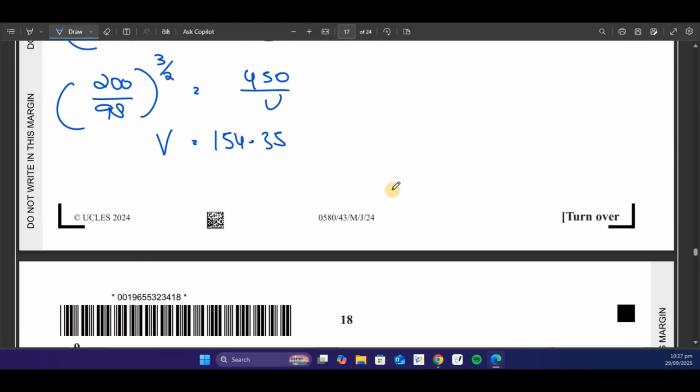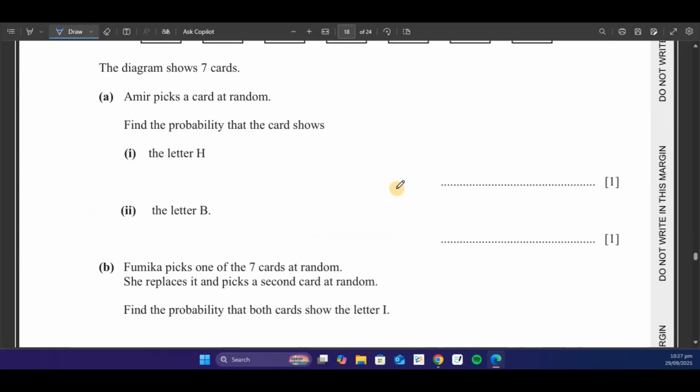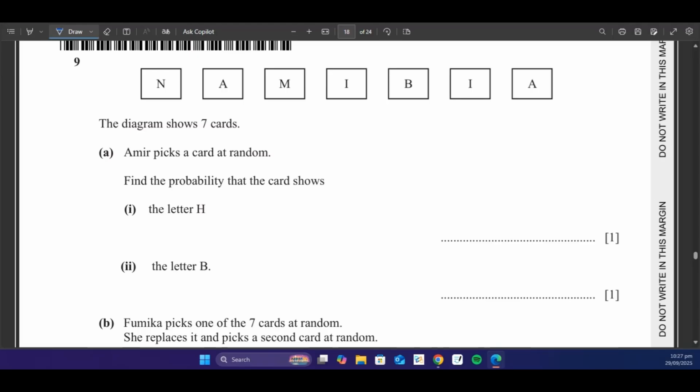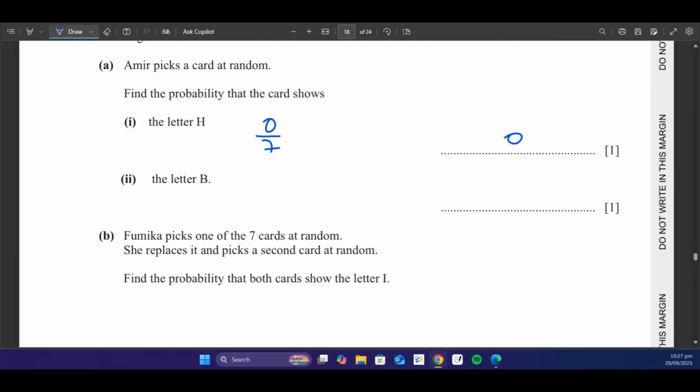Alright, moving forward. The diagram shows 7 cards. Okay. Amir picks a card at random. Find the probability that the card shows the letter H. Okay, so the letter H, there is no letter H, so we're just gonna say 0 over 7. There is no probability, 0. Letter B, so there's 1B, and so the probability would simply be 1 over 7. Very basic probability questions.